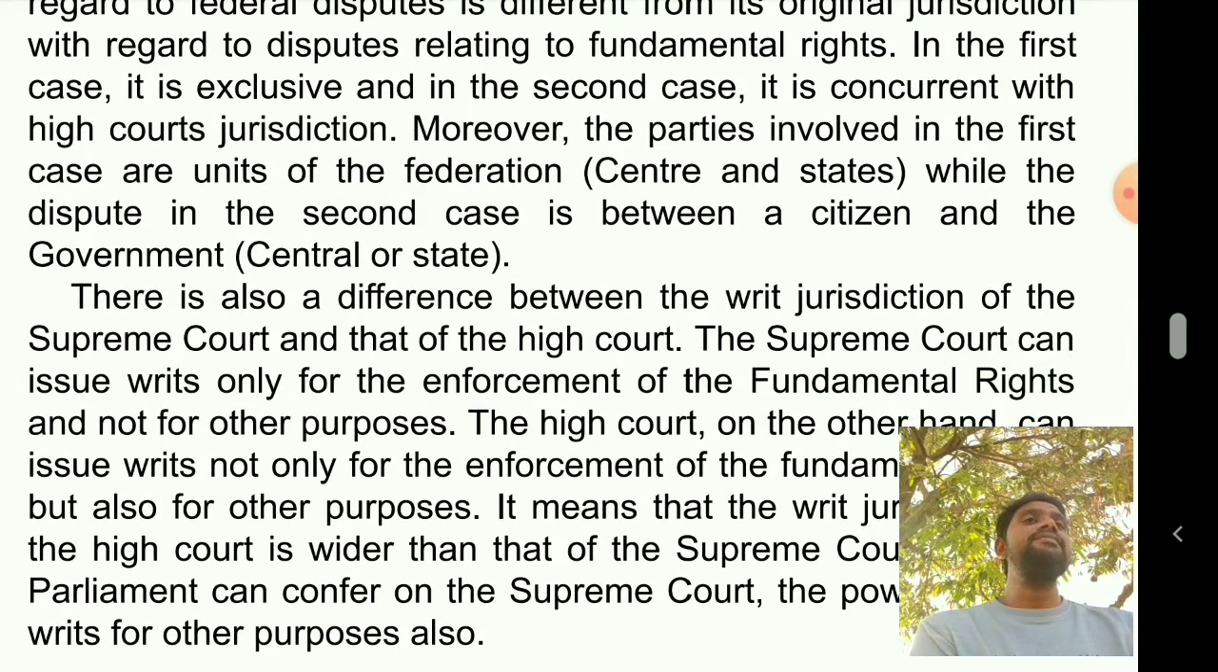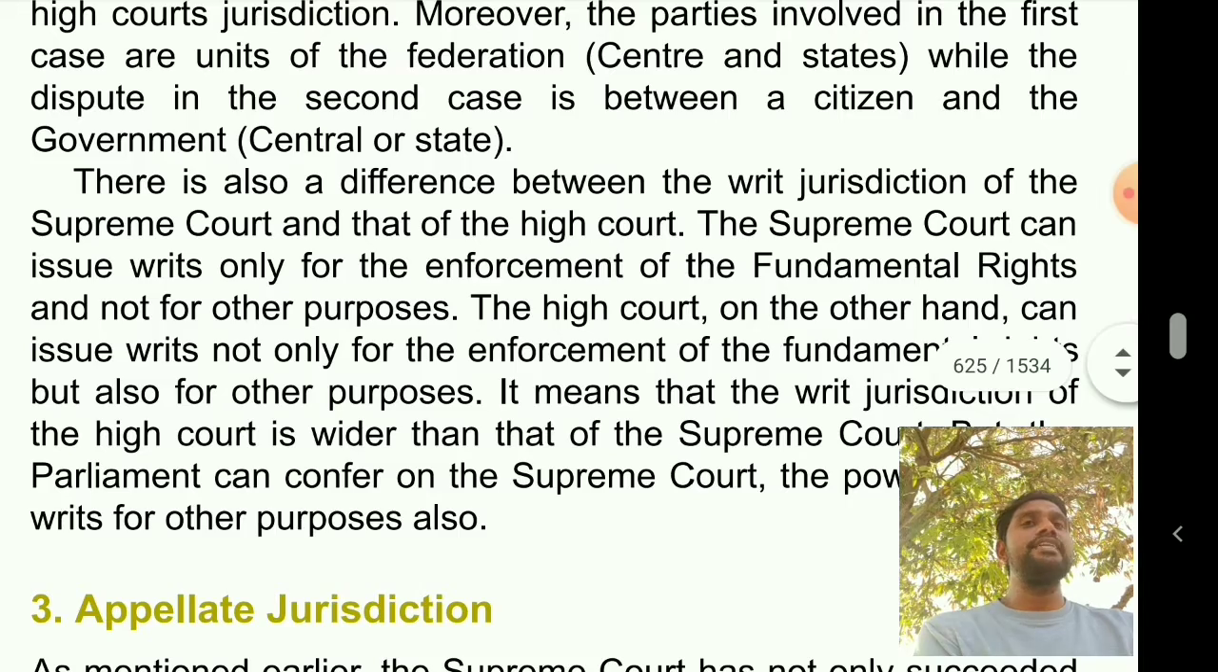Moreover, the parties involved in the first case are units of the Federation, center and states, while the dispute in the second case is between citizen and the government, central or state.